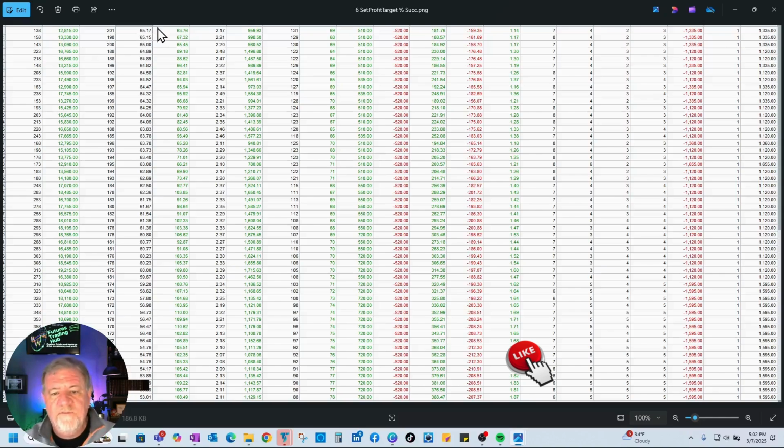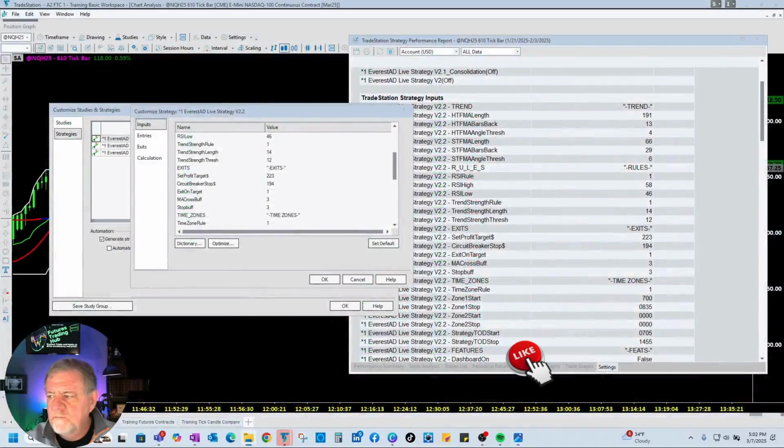That's where futures is so valuable. You can say the same thing about stocks, but you don't buy one extra share of stock and double your money, right? It just doesn't work that way. It's not leveraged like that. So let's look at a couple more.